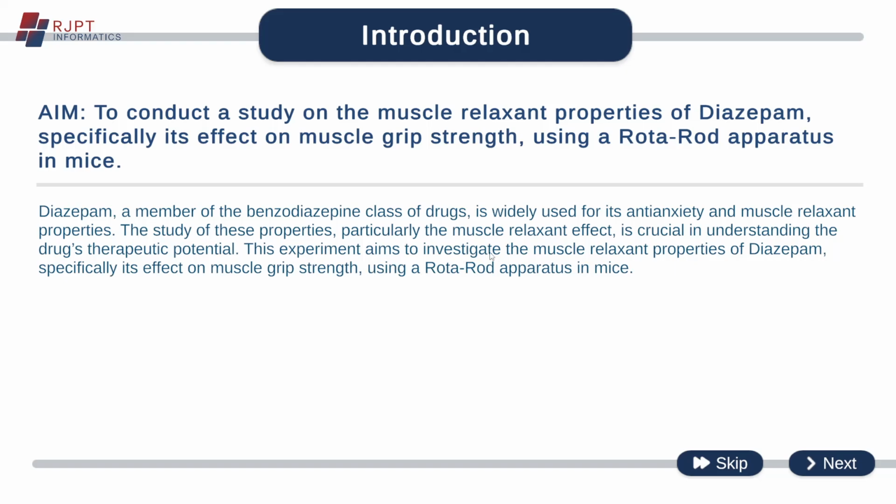This experiment aims to investigate the muscle relaxant properties of diazepam, specifically its effect on muscle grip strength, using a Rota-Rod apparatus in mice. So, in this experiment, we will learn about the muscle relaxant properties of diazepam by studying muscle grip strength in mice through a Rota-Rod apparatus.